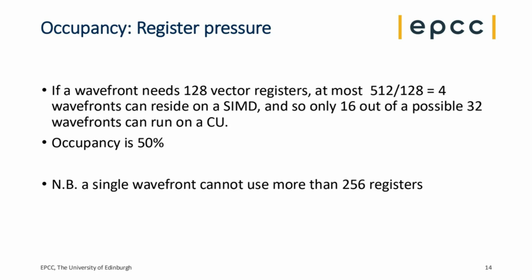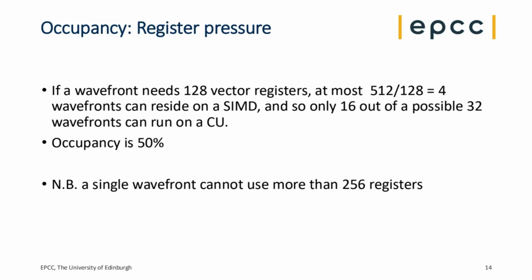But if you have your wavefront and it needed something like 8 vector registers, and you only got 16, then you can run 4 wavefronts that can reside on the SIMD at the same time. So only 8 out of a possible 16 rather than 16 out of a possible. Yeah, I think I've just confused things here. I'm sorry, I've just got the numbers wrong.